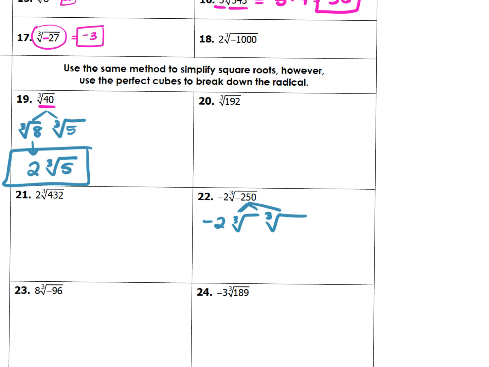Put the negative with the one that is perfect. You good? So put the negative over here. What are we multiplying negative 125 by to get a negative 250? A positive 2. Okay, so keep the negative with the perfect. Put the positive with the other. So this is negative 2. What's the cube root of negative 125? Plug it into your calculator. It's a negative 5. Okay?